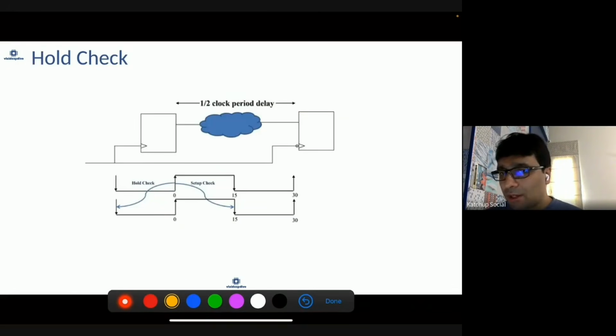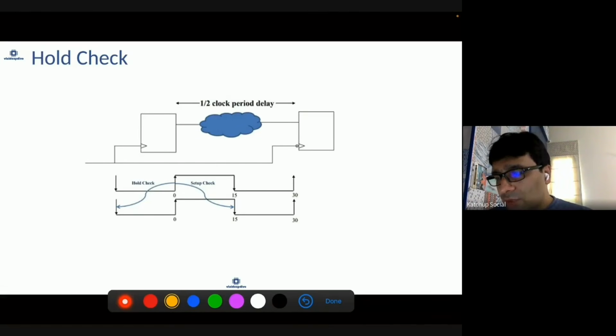What happens in a hold check? We will talk about that. And this is the example we are going to use to explain hold check. We'll first go into the thumb rules which are used to identify how hold check is identified, and then we'll come back to this example.